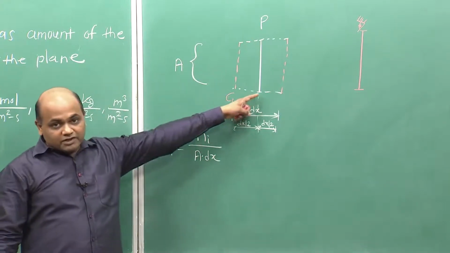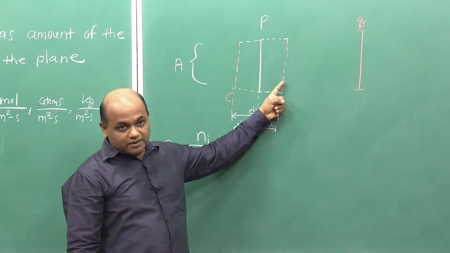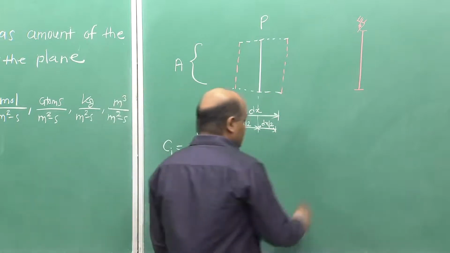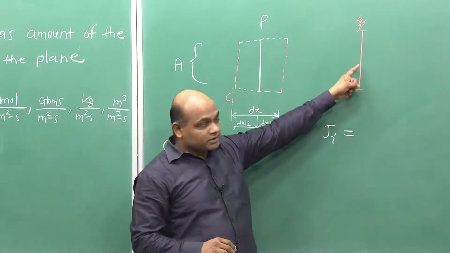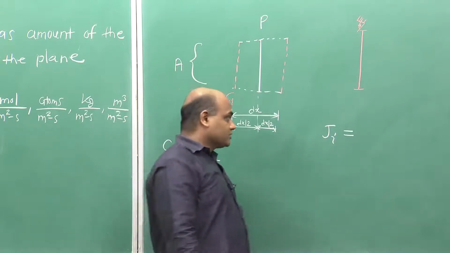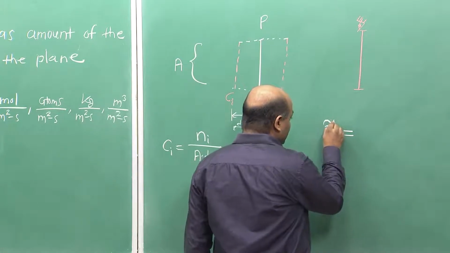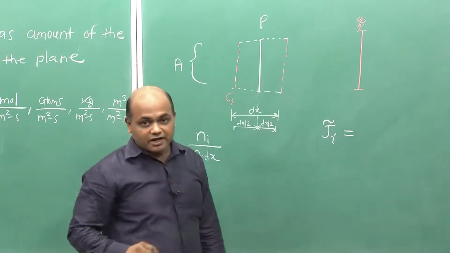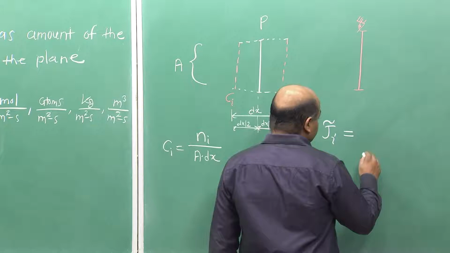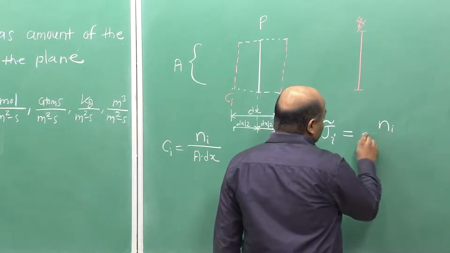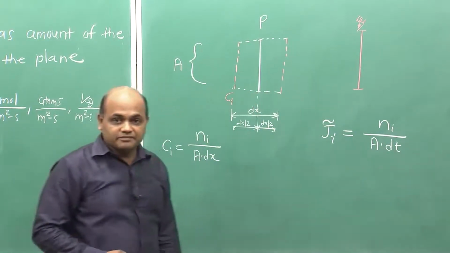And by definition, what will be the flux? Because ni number of atoms have crossed plane P in time dt. So, the flux of I, and we are determining this with respect to a laboratory fixed frame, is usually denoted by a symbol tilde on top of J. This is called Ji tilde. It is also referred to as interdiffusion flux. Ji tilde is equal to number of atoms Ni crossing per unit area A per unit time dt.